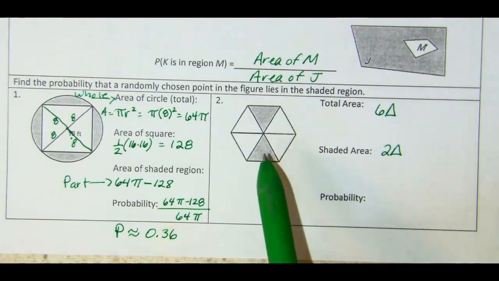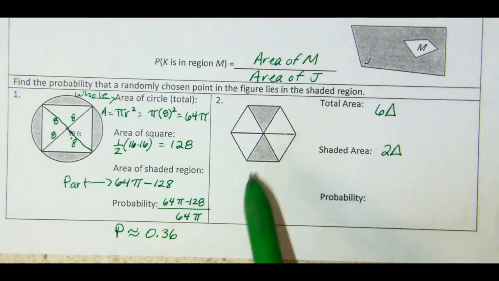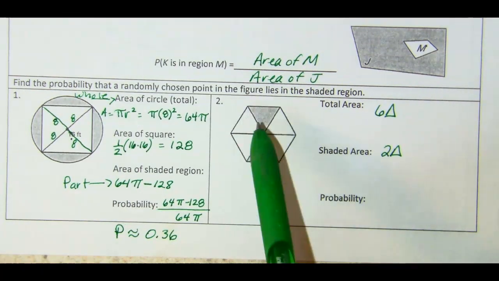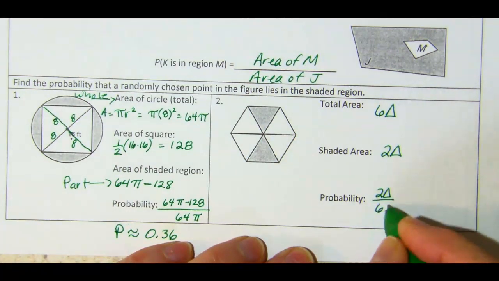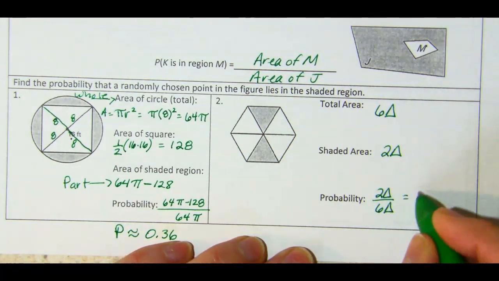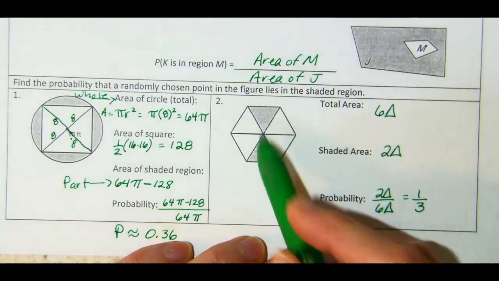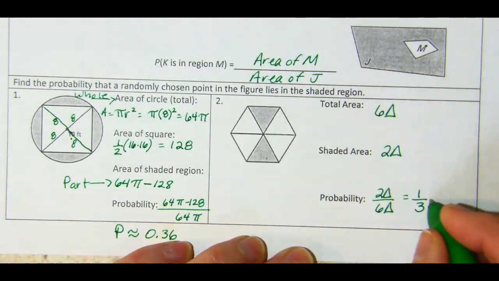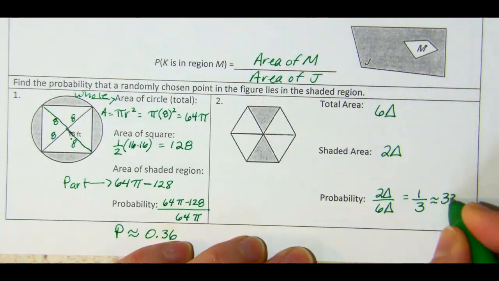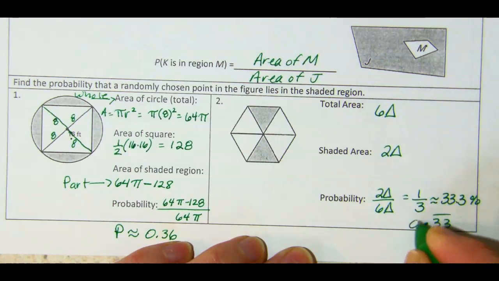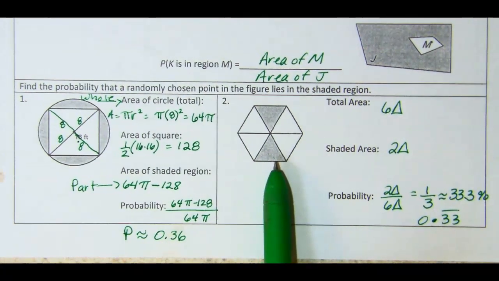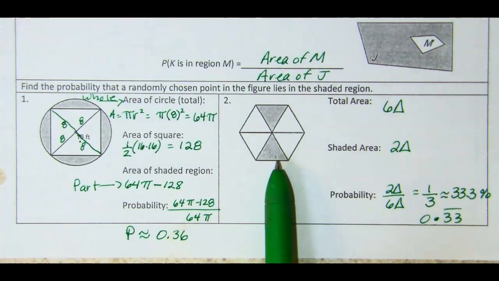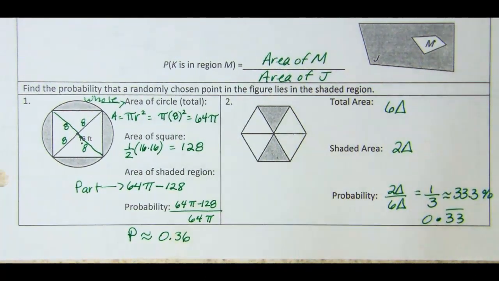And you could just count. This would almost be like a kindergarten problem. 2 shaded out of 6. So we can literally say the part that is shaded over the whole is simply 1/3. Those 2 is 1/3 of that. So this is approximately 33.3% or 0.33 if we're doing a decimal. So sometimes we can just get by with looking at it, especially if it is just a regular shape.